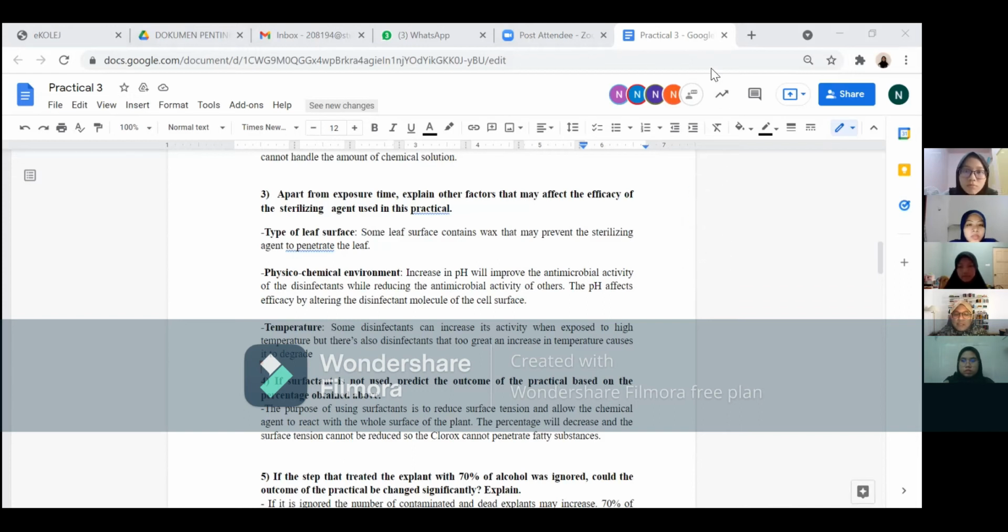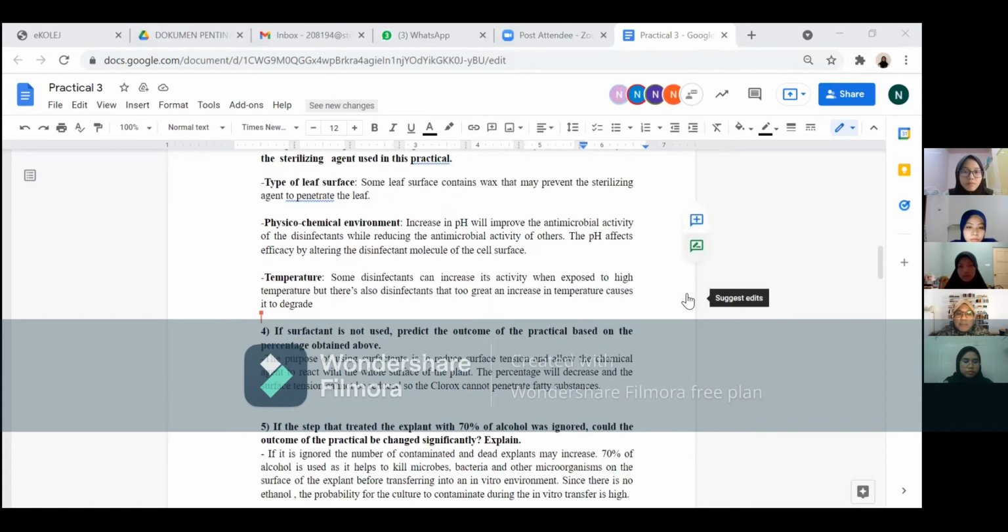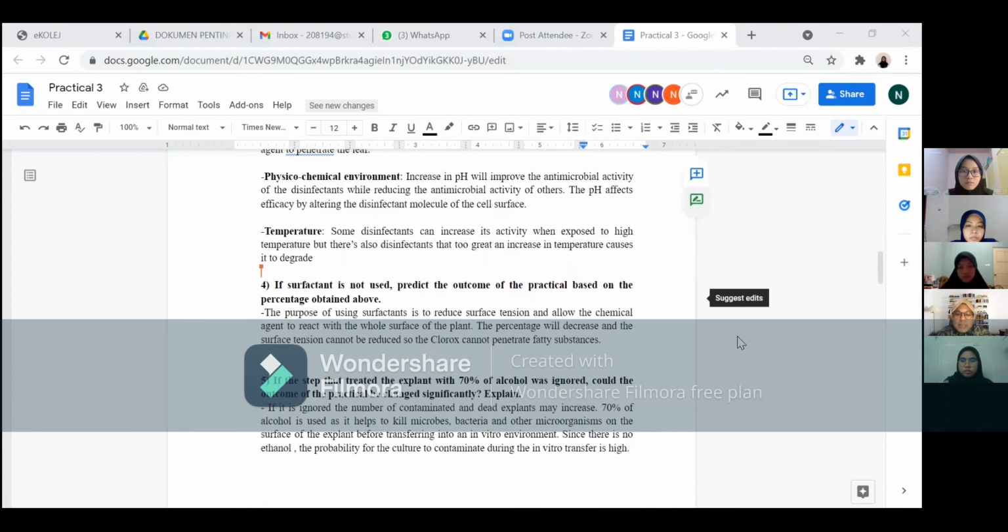Okay, moving on to question number 4. If surfactant is not used, predict the outcome of the practical based on the percentage obtained above. So we need to know what is the purpose of using the surfactant. The purpose is to reduce the surface tension and allow the chemical agent to react with the whole surface of the plant. So I think the percentage will decrease and the surface tension cannot be reduced. So the Clorox cannot penetrate the fatty substance.